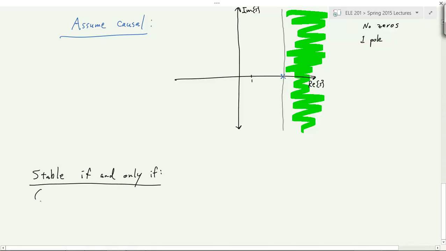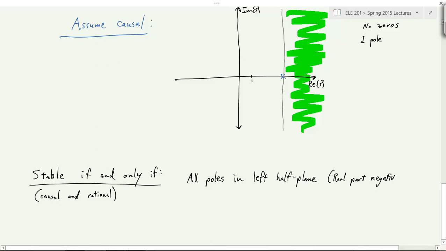Okay, so of course we're assuming causal and rational. And of course, any differential equation is going to be rational here. So causal and rational, then stable if and only if. What about the poles? I think we said this in a previous lecture, actually. Yes, all poles in left half plane, which means real part's negative. So all you have to do once you see the poles is you can easily tell if it's stable. Are the real parts all negative?